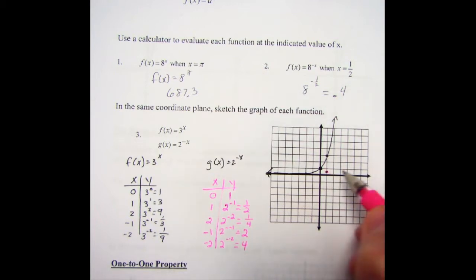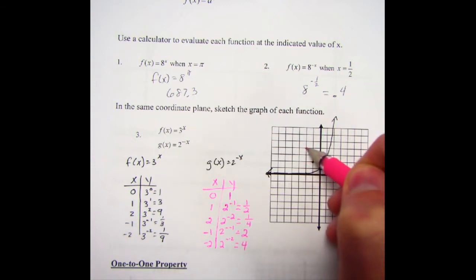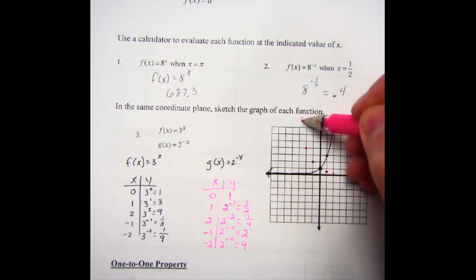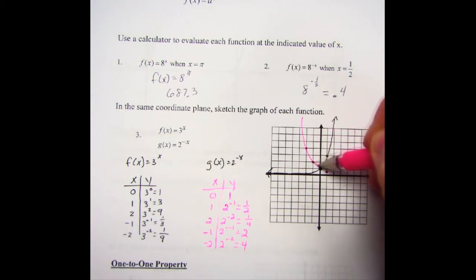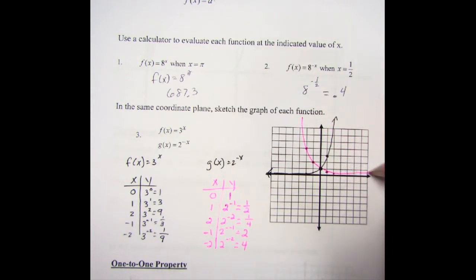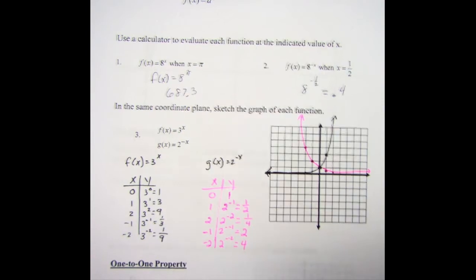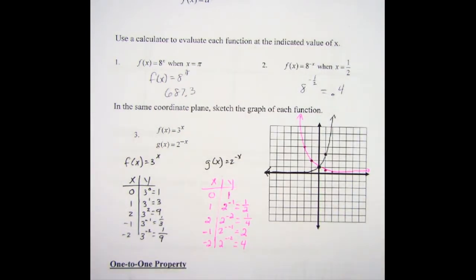If I go over to 1, it's going to be at 1/2. If I go over to 2, it's going to be 1/4. But if I go backwards, at -1, it's going to be at 2. Negative 2 is going to be 1, 2, 3, 4. And it's going to go way up from that point. So that graph looks something like that.